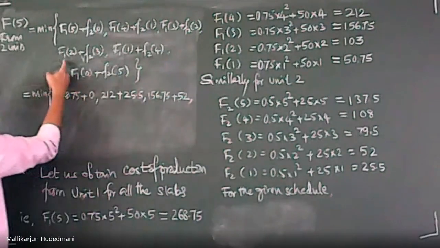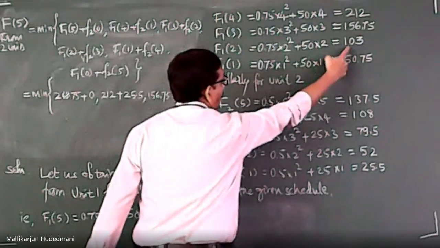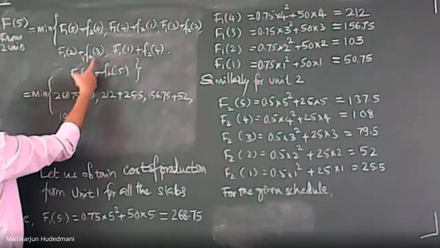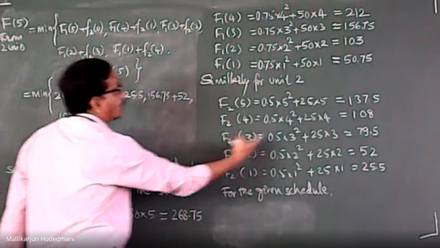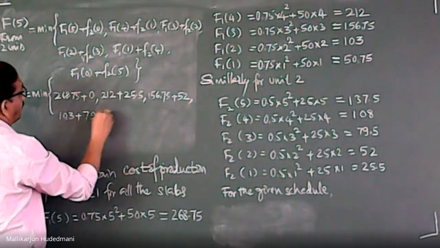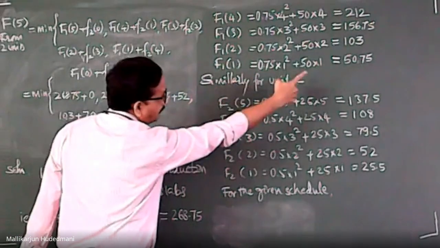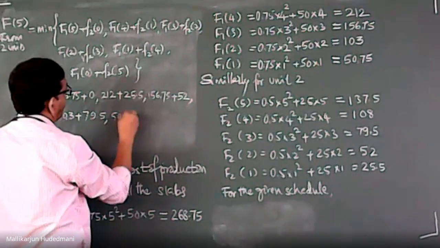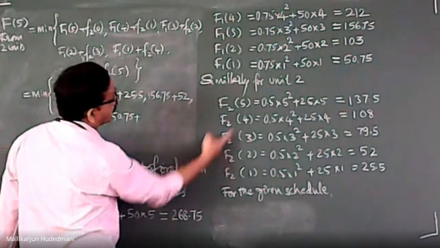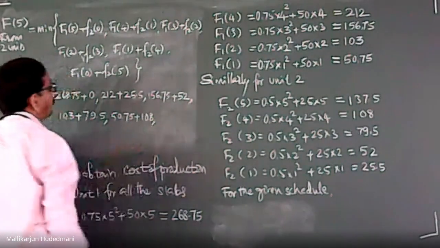Then I come to the next line. F1 with 2 megawatt. What is the value here I have? 103. I write here 103 plus F2 with 3 megawatt. What is the value? 79.5. I write here 79.5, comma. Then F1 with 1. I am coming down. What is the value of F1 with 1? 50.75 plus F2 with 4. What is the value you have here? 108, comma.